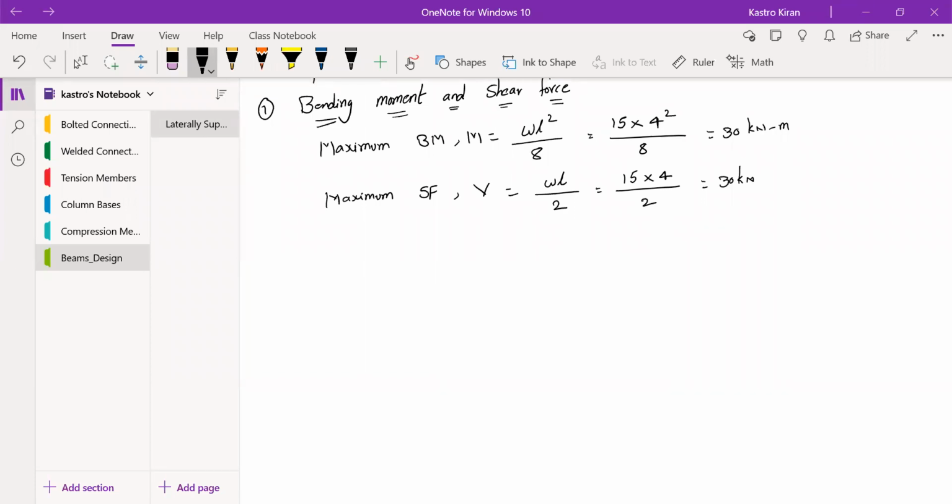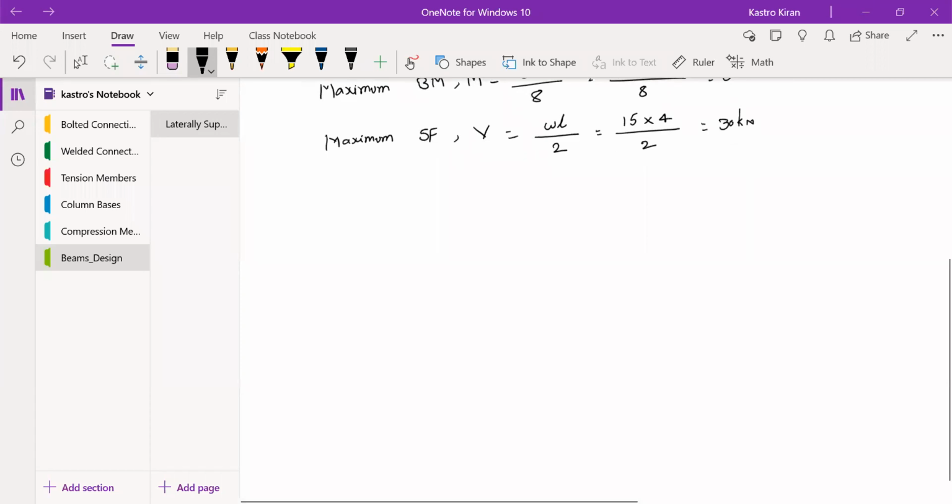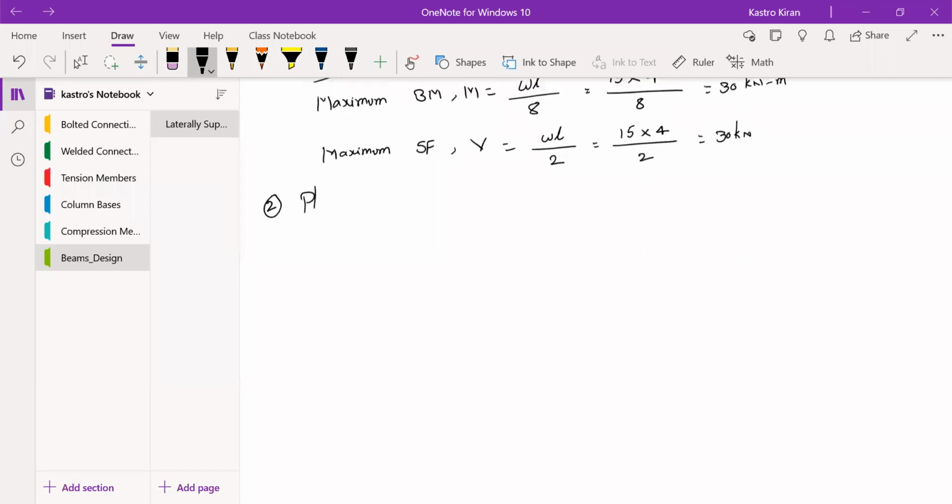Now what you have to do in the next step? You have to find out the value of Zpz, right? That is plastic section modulus. So let's keep this heading, that is plastic section modulus.